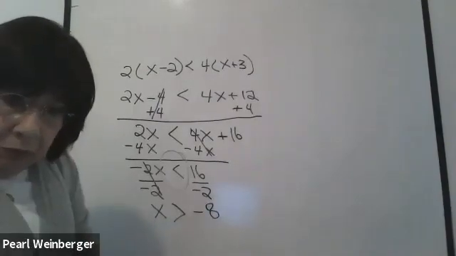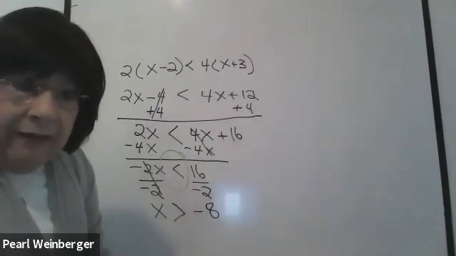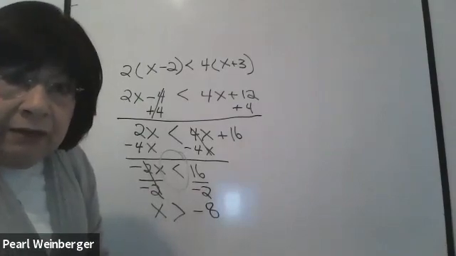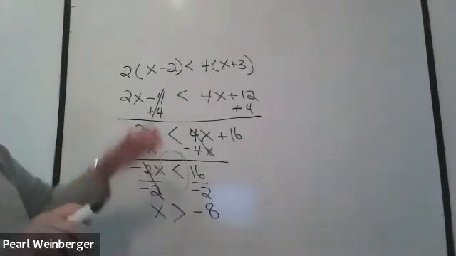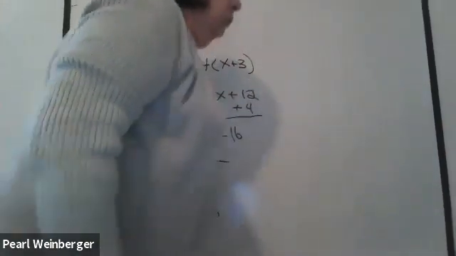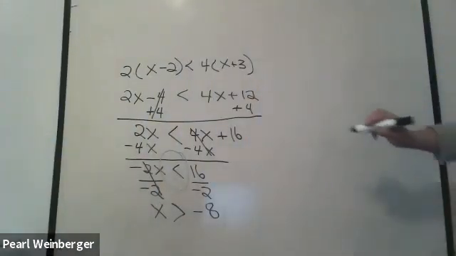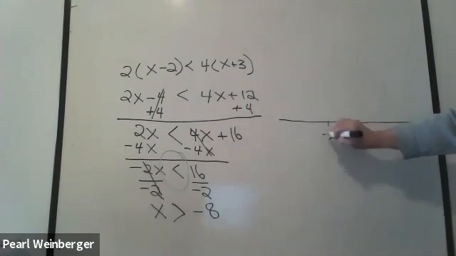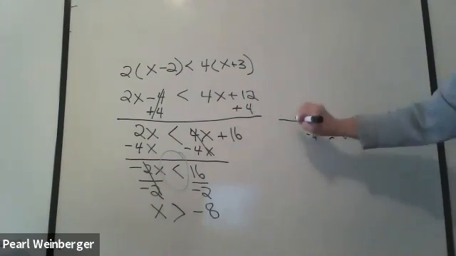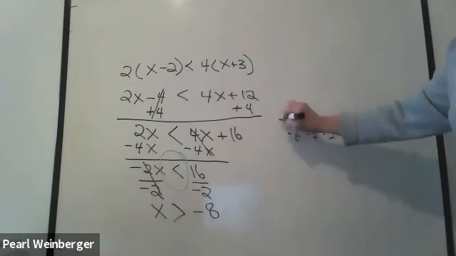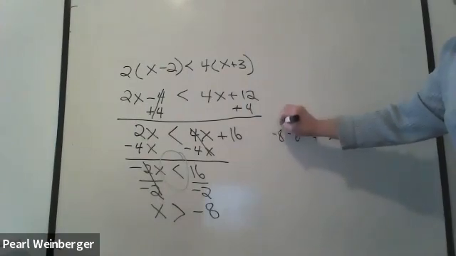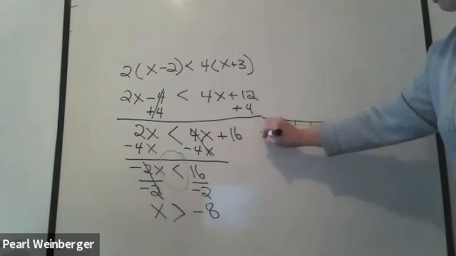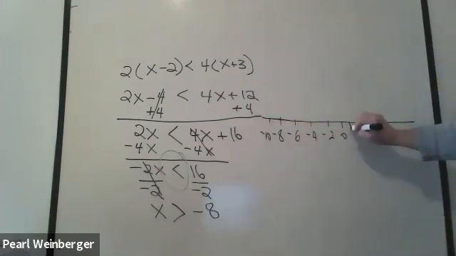The next thing we wanted to do is to put it on a number line. So how do we put it on the number line? Okay, so here's my number line. Here's my 0. Let's go by 2s. Negative 2, negative 4, because I have to get to negative 8. Negative 6, negative 8. Let's go a little further. Here's negative 10. And this would be 2, 4, 6, 8.